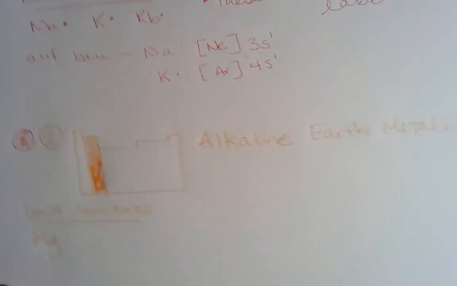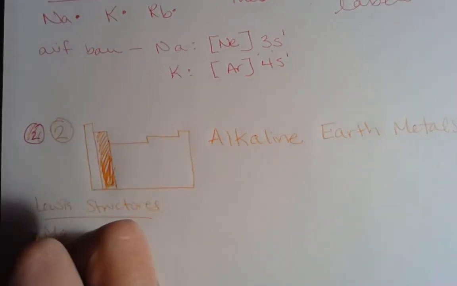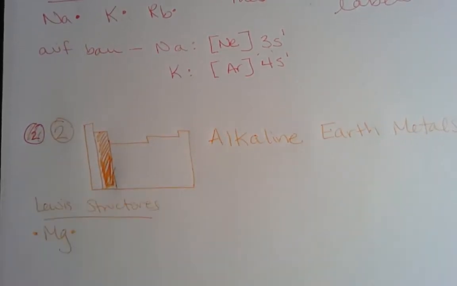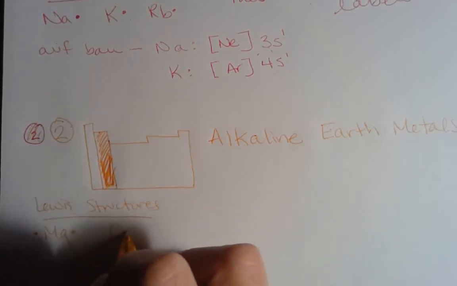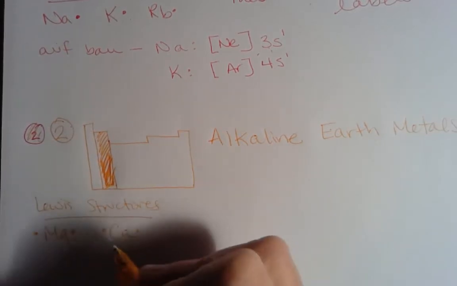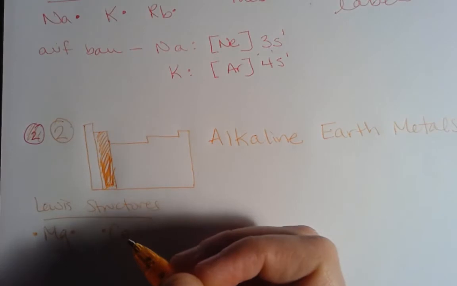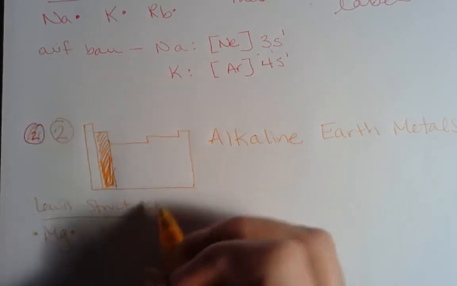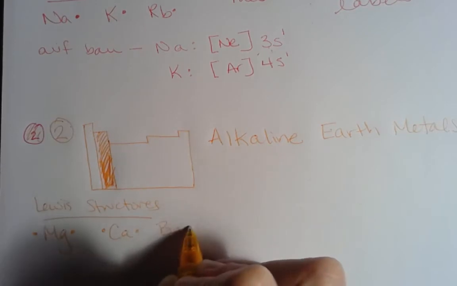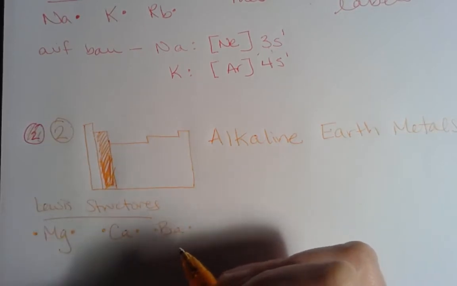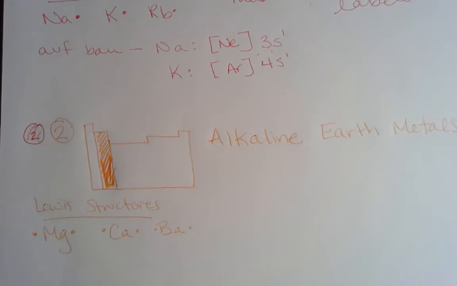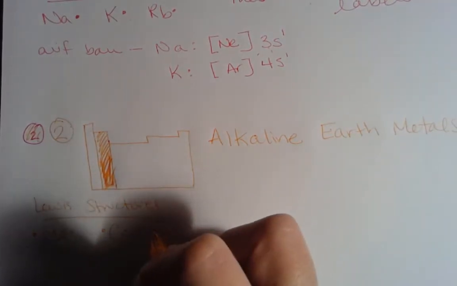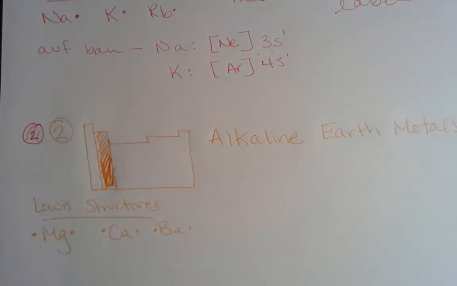And so in all of our Lewis structures, these have 2 valence electrons. Magnesium has 2 valence electrons. Calcium has 2 valence electrons. I'm just going to choose another one, barium, but if you were looking at your table and you chose strontium or radium or beryllium, those are all alkaline earth and they all have 2 valence electrons as well. I tend to do 3 Lewis structures so you see the pattern without making you write all of them.